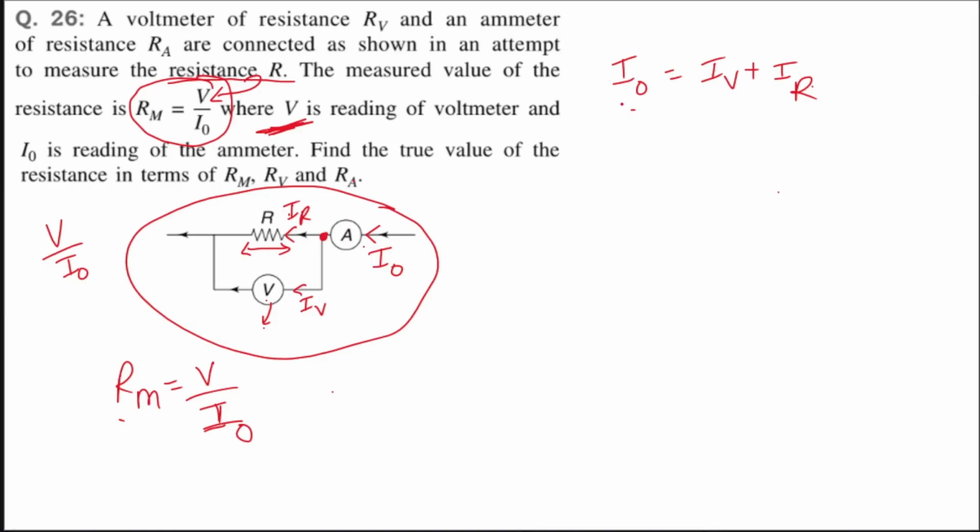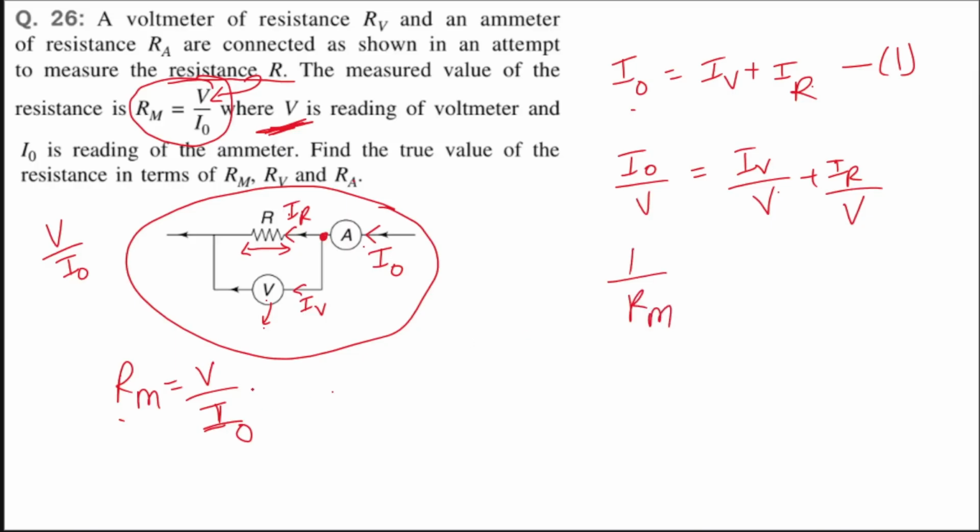So by not taking the assumption, we can write something like this. Now let us divide this whole thing, that is equation 1, by V. ठीक है, so I naught by V, लिखो आप, equal to IV by V plus IR by V. अब देखो, I naught by V is equal to how much? 1 by Rm, as given in the question. You can see here Rm is equal to V by I naught, so I naught by V is 1 by Rm.